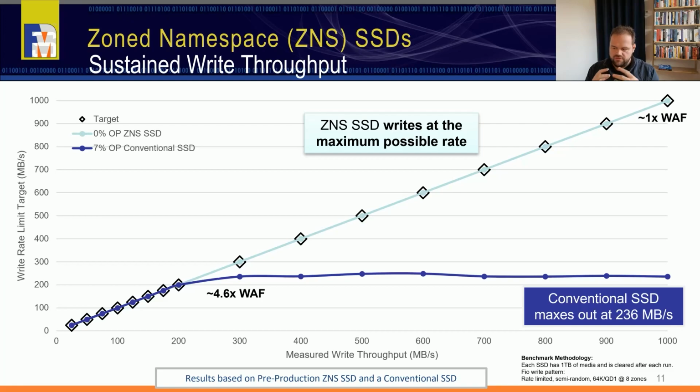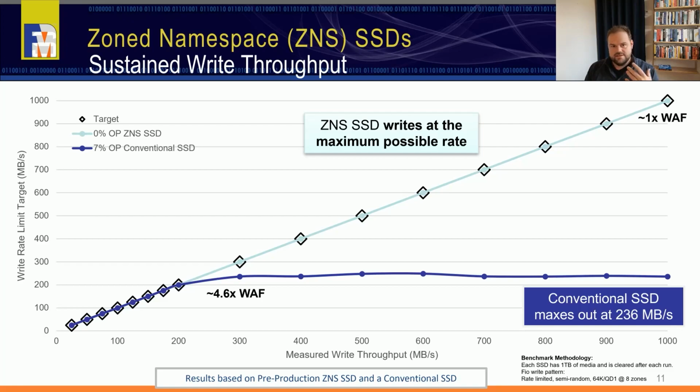Well, as we saw early on, the conventional SSD with 7% over-provisioning maxes out at 236 megabytes per second, whereas the ZNS SSD continued to be able to write at a higher throughput. So we show here that for a ZNS SSD, where a conventional SSD would drop off at 236 megabytes per second, a ZNS SSD is actually able to sustain 4.6 times more writes per second than the conventional SSD. And so suddenly you can write much faster to an SSD. You get consistent write performance.